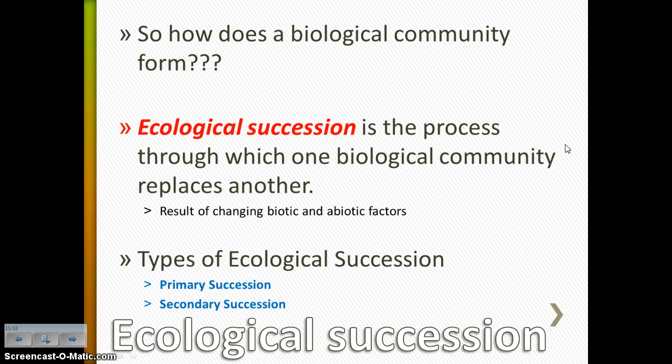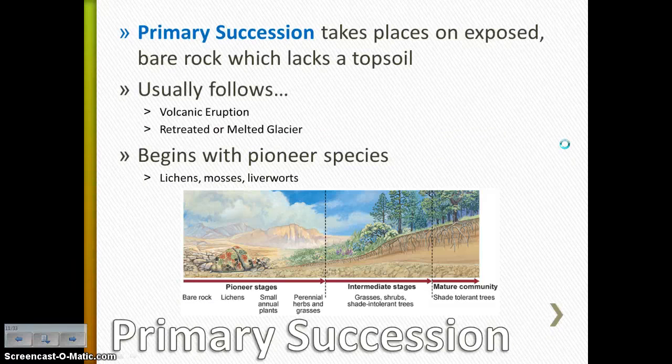So where do these biological communities come from? Well, they come from a process called ecological succession. This is a process where you replace one biological community with another, and this is a result of the changing factors, both biotic and abiotic, in an ecosystem. There are two types of ecological succession: primary succession and secondary succession.